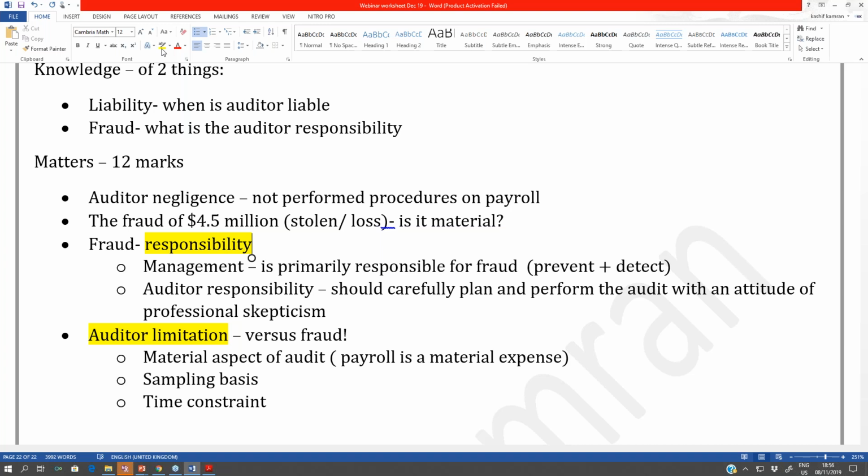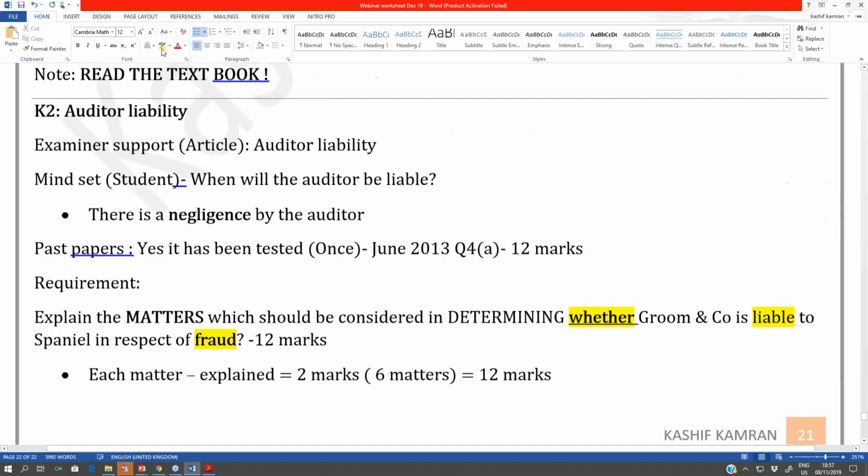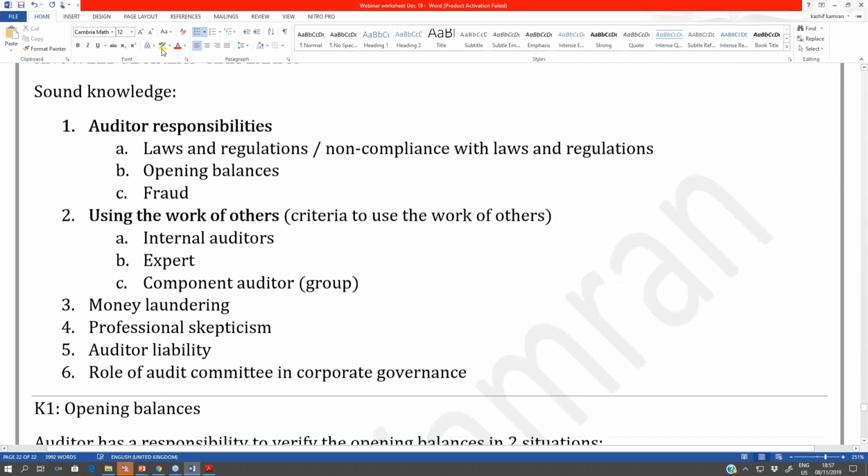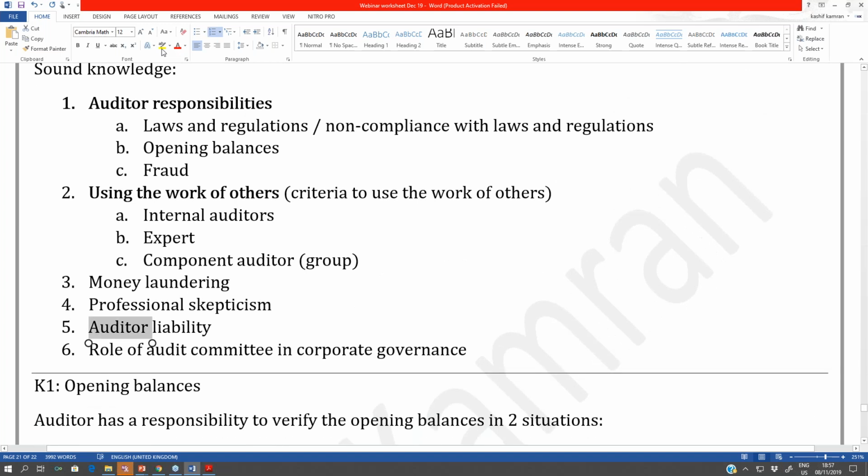Again, I also have a time constraint, right? The auditor has a time limitation, and I also have a time limitation. So within that time constraint, I need to do many things with you just to make you realize how important things are for December 19. Please continue with this question on auditor liability. We've done that, and we've touched upon opening balances at the start of the session.